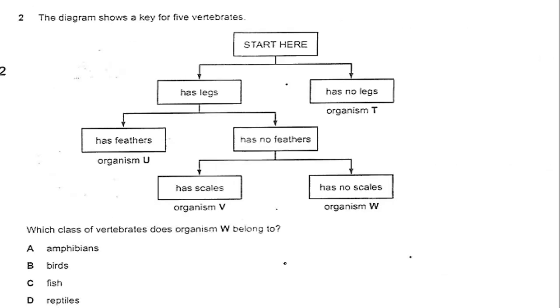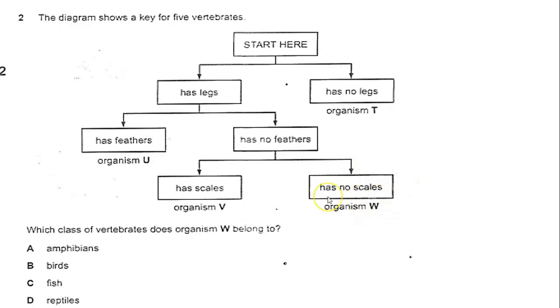The diagram shows a key of 5 vertebrates. Now this is an example of how the topics are linked together. So the vertebrates and invertebrates are now linked to the dichotomous key. We start here, does it have legs? You have to follow the key. And then which class of vertebrates does organism W belong to? So now we look at organism W.